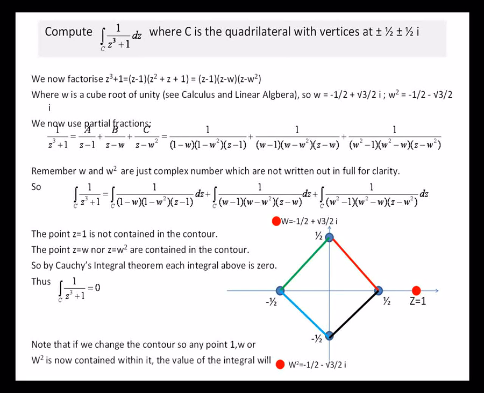if we change the contour so that none of the points 1, w or w squared are contained within it, the value of the integral will still be 0. In other words, if I change that contour so that I always avoid z equals 1, z equals w, and z equals w squared, the value of the integral will still be 0.